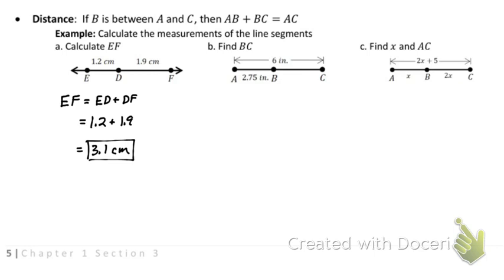The next one doesn't have you adding anything. What do I do? Do I quit? I'm not sure what I do. We're going to have to subtract 2.75 from 6. We're going to subtract the small one from the whole, and we'll be left with the other one.